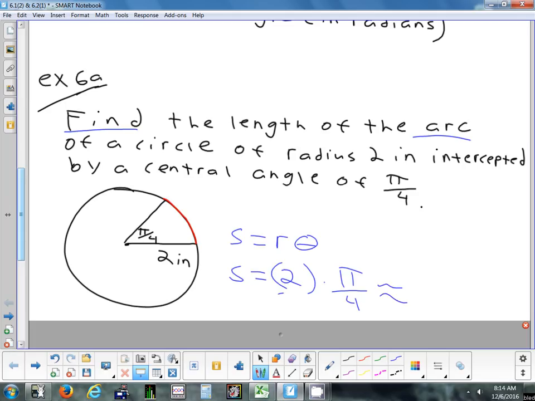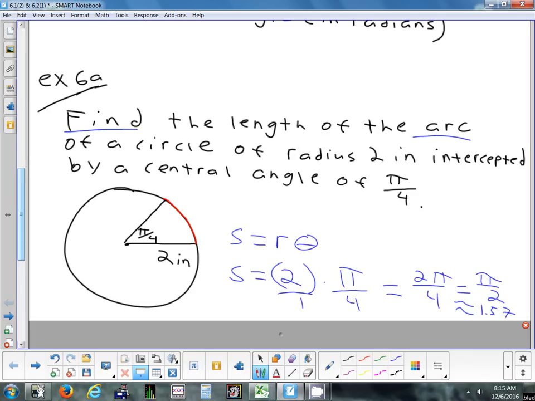And now just multiply straight across and reduce what you can. So when I do 2 times pi over 4, I get 2 pi over 4, which reduces to pi over 2. And in fact, this isn't approximate. This is the exact answer. If I type this into the calculator and round it, then it's approximate. So the approximate answer is 1.57. Now, because this is a word problem, we need a label.